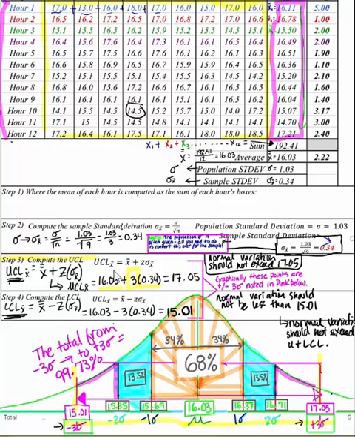So this is how we compute the upper and lower control limit when we are given the information to compute the standard deviation of the sample. I want you to note also that it is these values over here that I have circled in pink that actually end up being the values that we care about. We are going to consider these values in pink to determine whether they are in control.